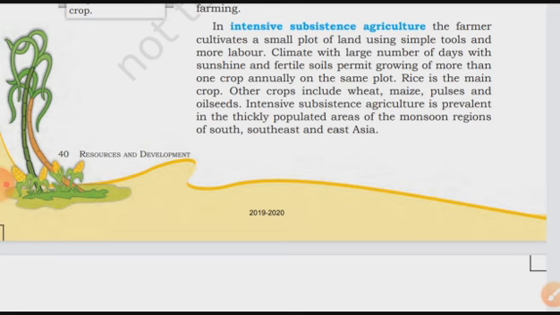Rice is the main crop in intensive subsistence farming, and other crops like wheat, maize, pulses and oilseeds are also grown on the same piece of land in a year. If you see in our locality, this farming is being done by small farmers. Intensive subsistence agriculture is prevalent in the thickly populated areas of the monsoon regions of South, Southeast and East Asia. As we all know, India also has a monsoon type of climate, so this intensive subsistence farming is also practiced here.